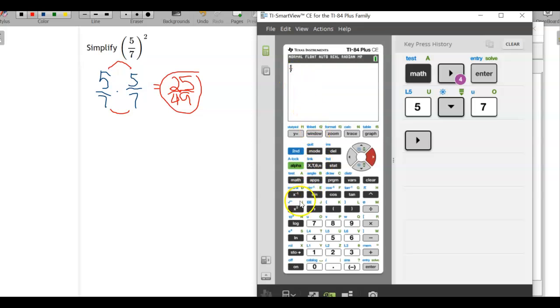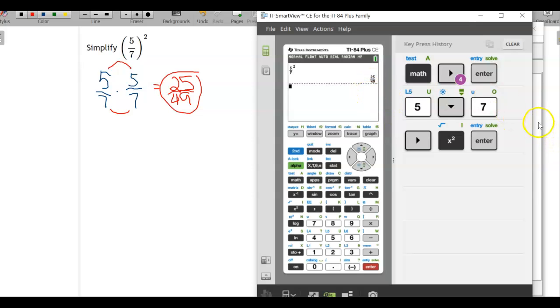Now I'm going to raise that to the second power. This is the squaring function right here. So I hit squared. Now this doesn't have parentheses around the 5 and the 7, but since we used the fraction key to put in 5 over 7 and then we arrowed over, it will now calculate that. You just hit enter and it writes the answer as 25 over 49.